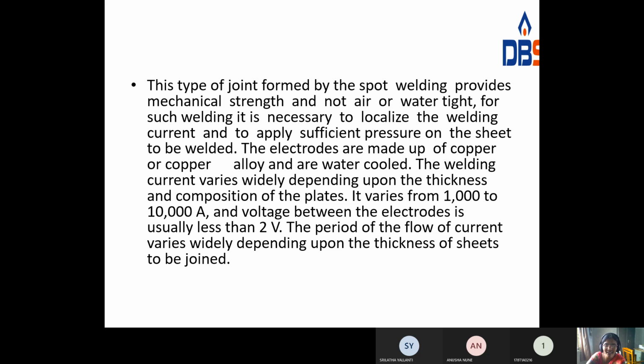The period of the flow of current varies depending upon the thickness of the sheets to be joined. That means the welding time depends upon the thickness. Whenever the two plates are very thin, in a small amount of time they will be welded. If we are using a very thick plate, more time is taken to weld the two plates.